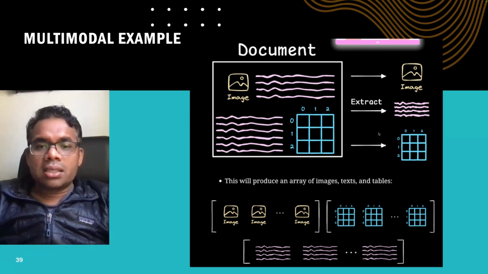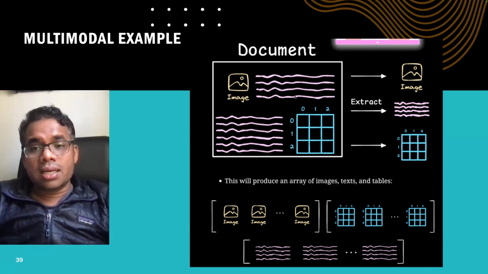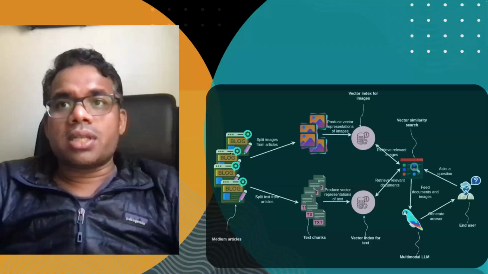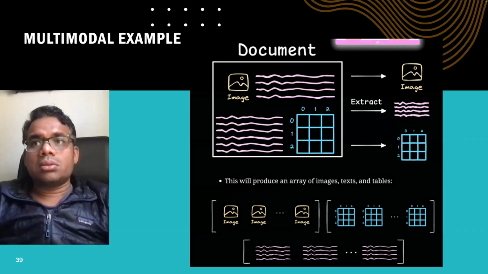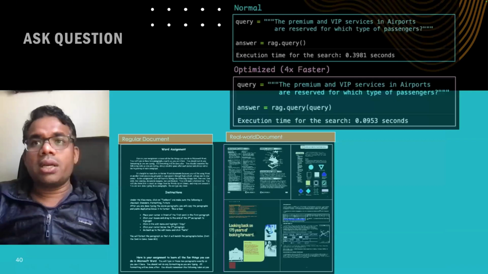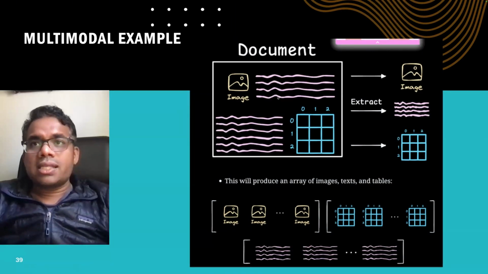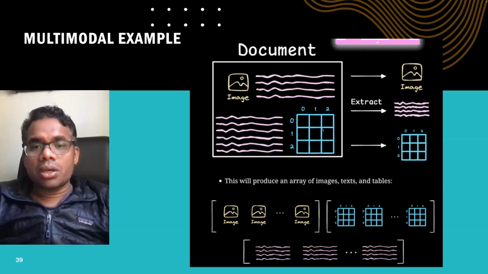First, we'll learn how to extract the text, tables and pictures from a complex document. So let's think of this as the complex document we saw in our previous slide, right? If you think of this as one document, it has images, it has text and tables. So how are we going to extract?